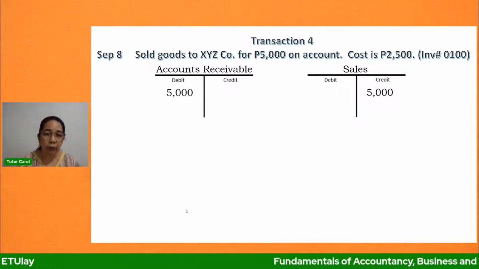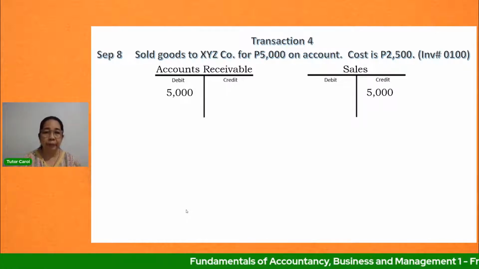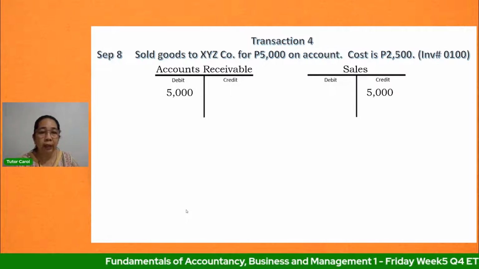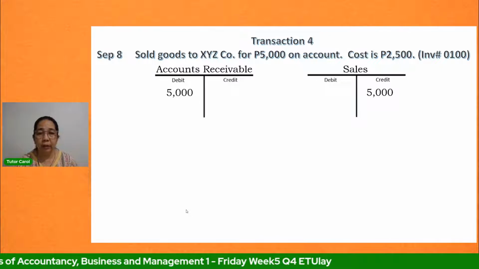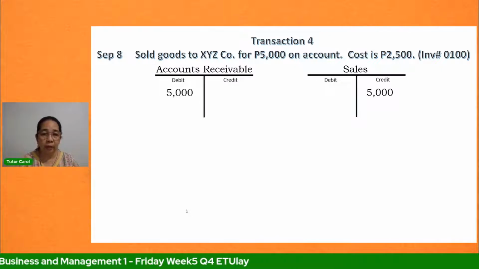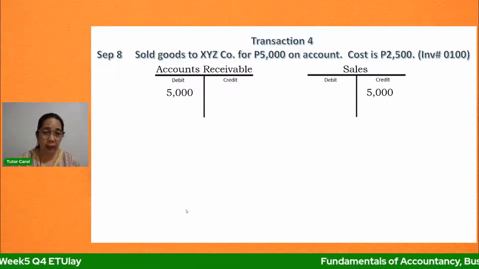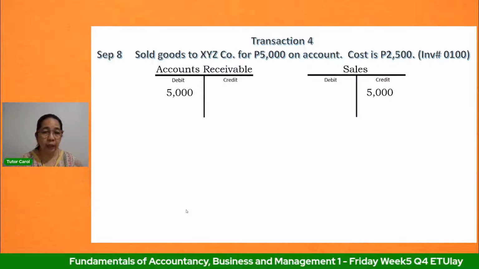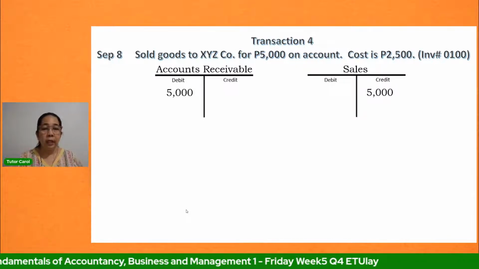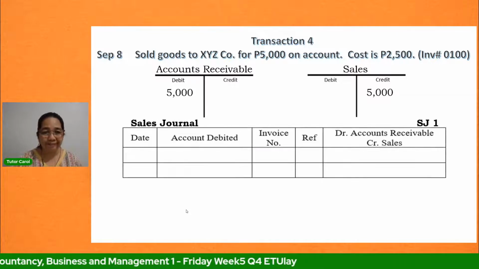So ito, nakikita ninyo yung analysis natin kanina. Okay, so meron tayong debit accounts receivable, 5,000, and credit, okay, sales, 5,000 pesos. Okay, so this is a sales on account. So gagamit tayo ng special journal. Okay, at ang gagamitin natin ay ang sales journal.